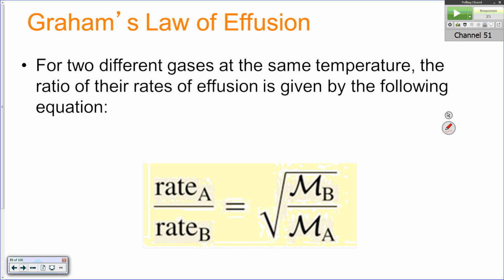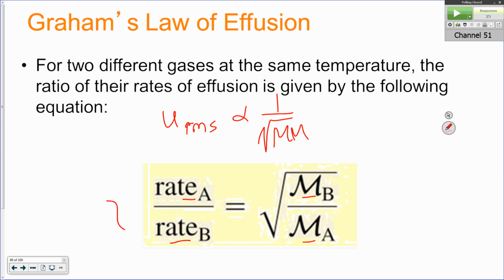What we do is simply set up this relationship. Remember on the previous page I told you that this rate, or this velocity, root mean square velocity, was proportional to the inverse of the square root of the molar mass. Okay, so what I have now is the rate for one gas, and the square root of its molar mass is on the bottom. I have the rate of a second gas, and the square root of its molar mass is on the top.